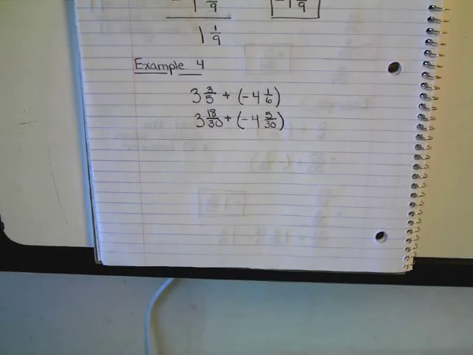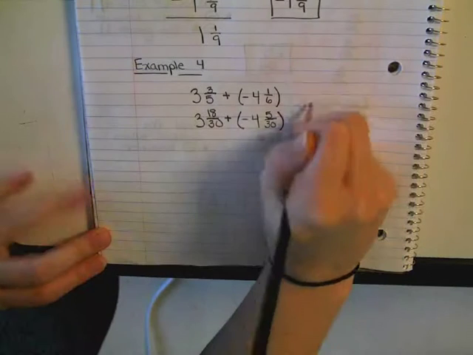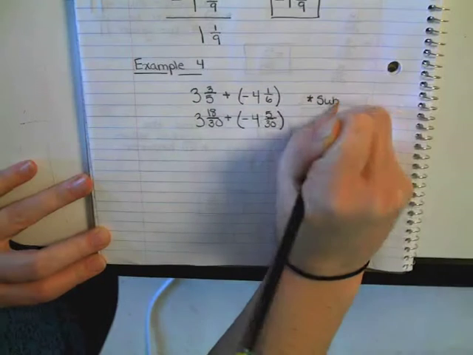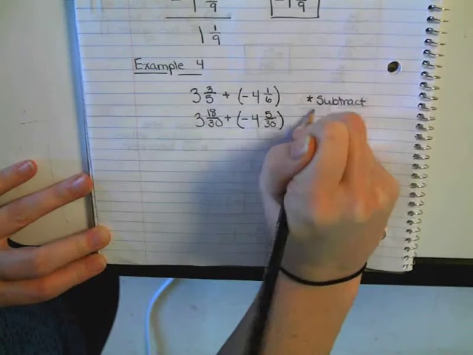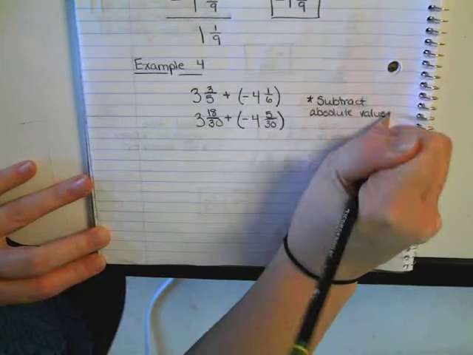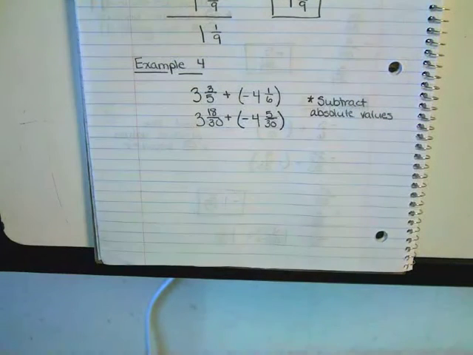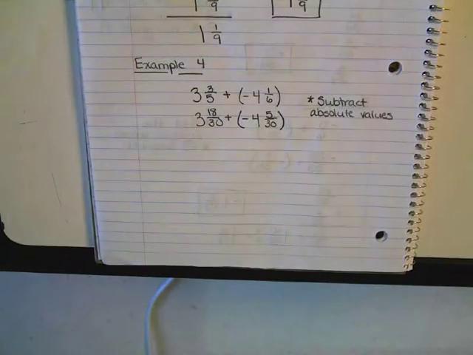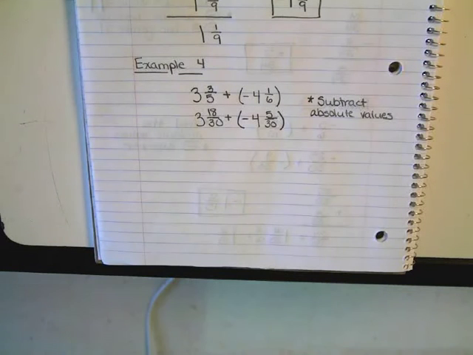You have to subtract the absolute value. Good. Subtract absolute values. Why? How do you know you're subtracting instead of adding? What told you that you needed to subtract instead of add them? I don't know. There was something that made you think I'm going to subtract these absolute values instead of add them. There were 2 different signs. Good. There's 2 different signs.